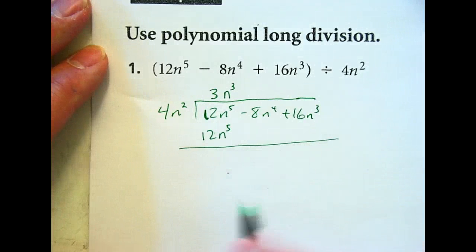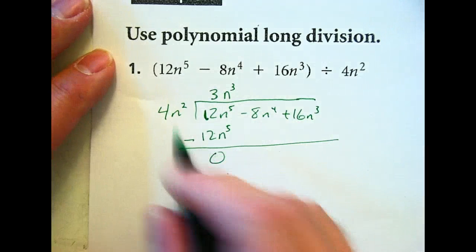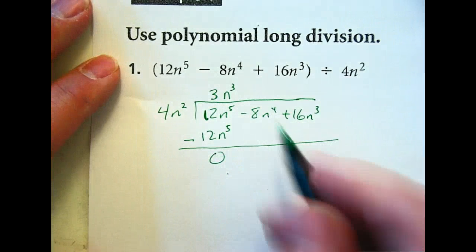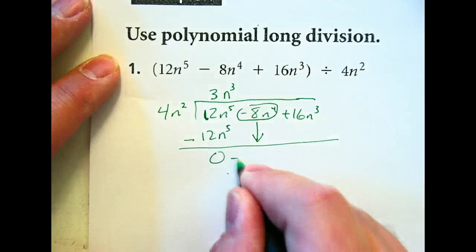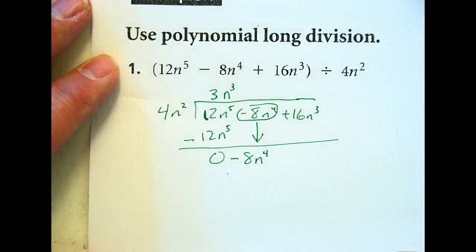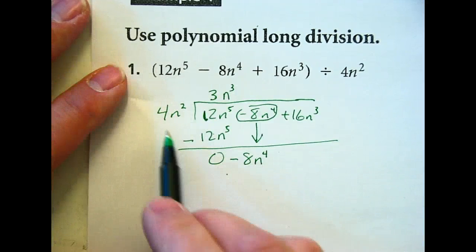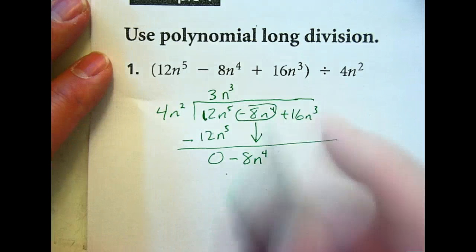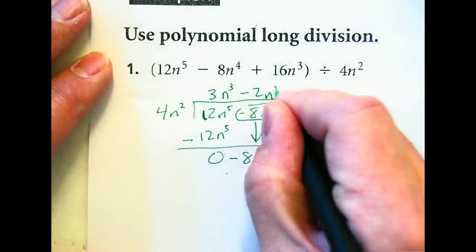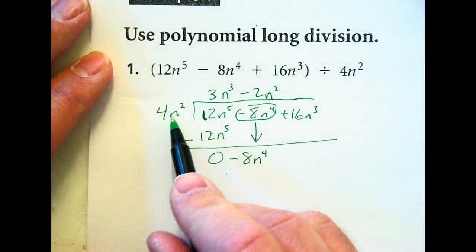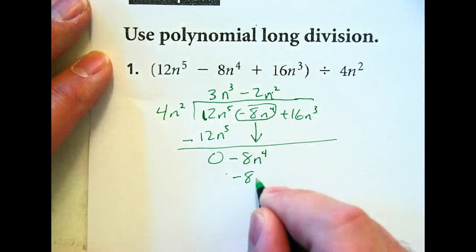So we multiply, we get 12n to the 5th. The next thing we do is we subtract. You get 0. You check, does that go into that? The answer is no. So you bring down this whole thing. Now make sure you bring down the whole negative and everything. And then you continue with the process. 4 times what is negative 8? Negative 2. n squared times what is n to the 4th? n squared. Negative 2 times 4 is negative 8. n squared times n squared is n to the 4th.